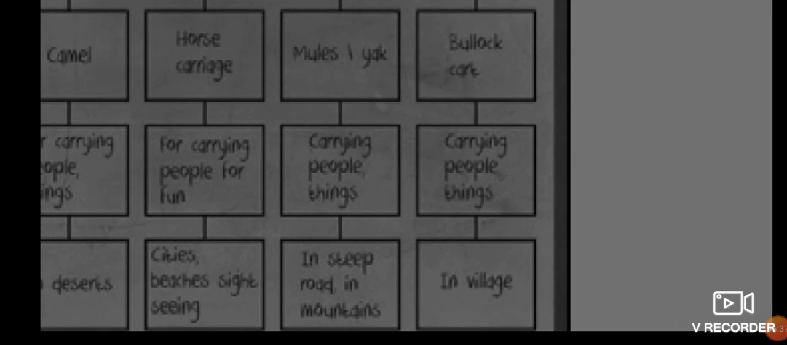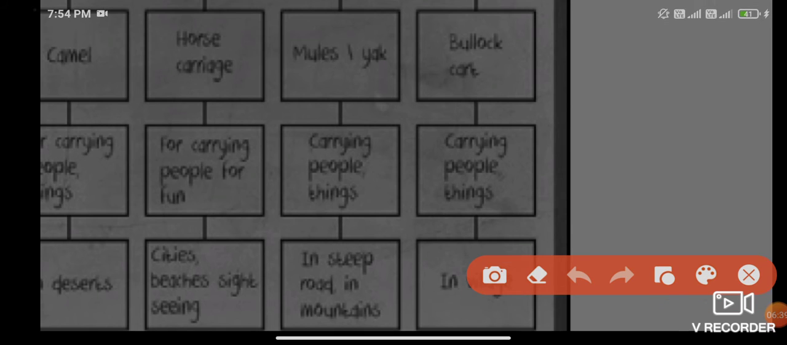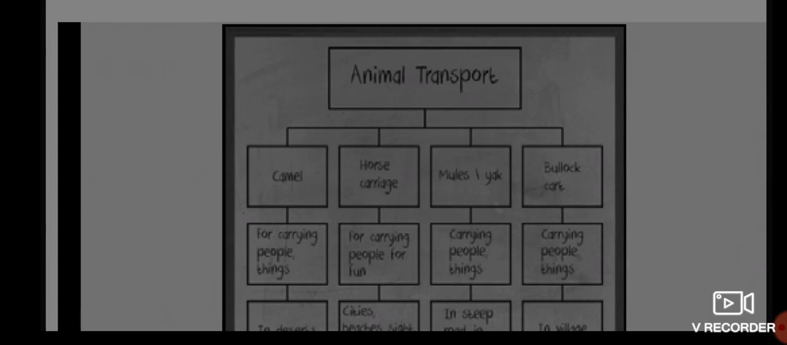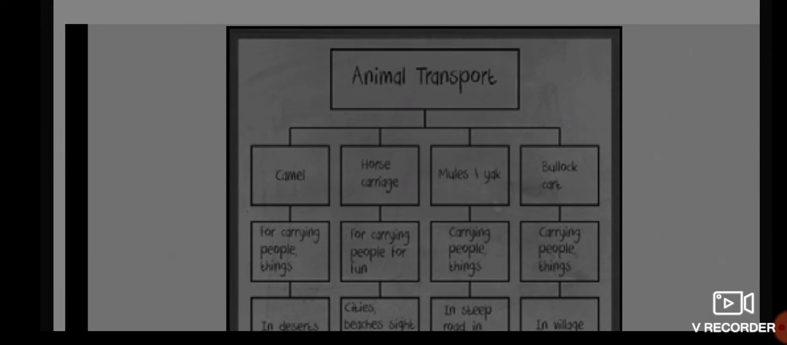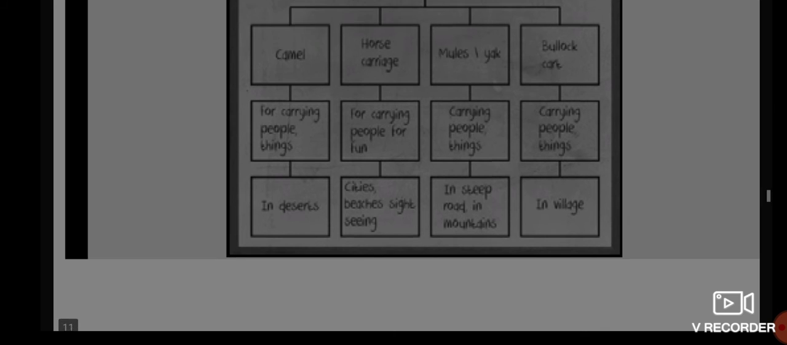Similarly, bullock cart is also used for carrying people as well as things, and it is used in villages. So this is how animal transport is done, using different animals for different purposes. They are used for carrying people as well as things, in different places. Some are used in desert, some in cities, beaches, sightseeing, some on steep roads in mountains, and some in villages.